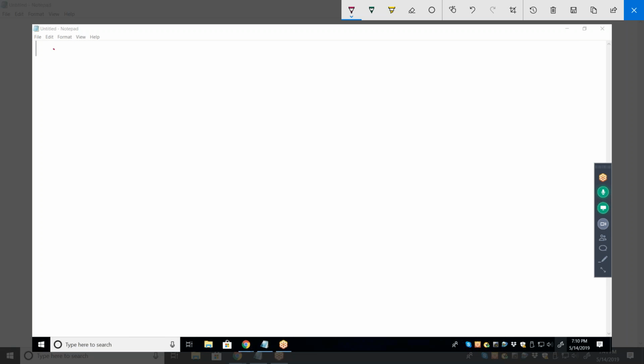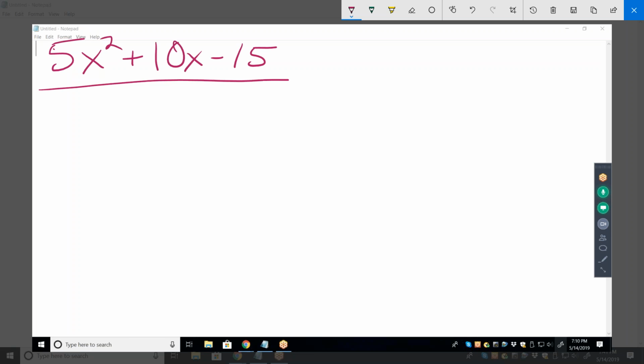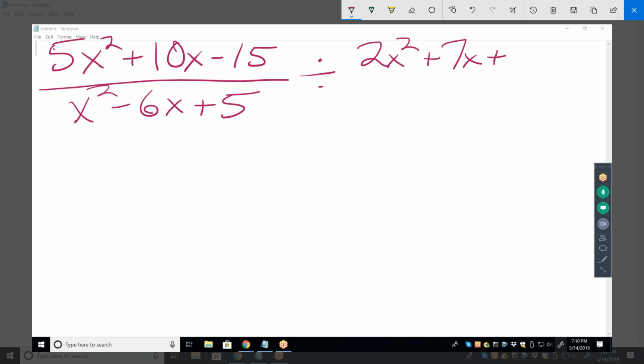It would be 5x squared plus 10x minus 15 over x squared minus 6x plus 5. And then the division symbol. And then new fraction 2x squared plus 7x plus 3. And then under that, 4x squared minus 8x minus 5.